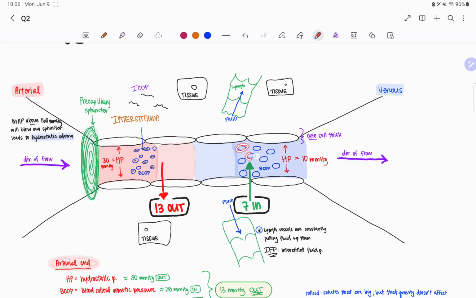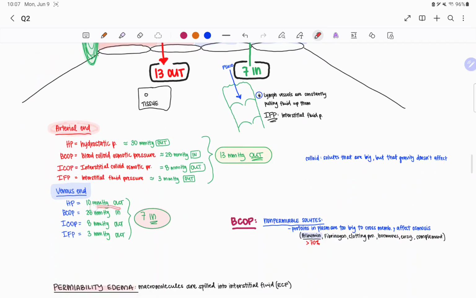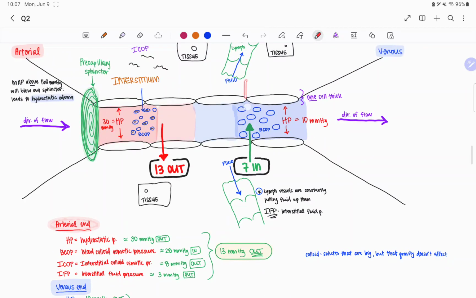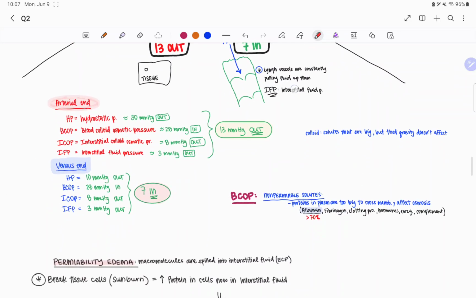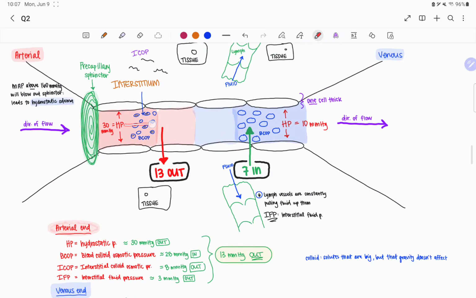And BCOP stays the same. Again, these proteins can't diffuse through the membrane, so they transfer over here. It's the same amount, so we're going to have the same pressure. So we're going to see 28 millimeters of mercury pulling fluid into the capillary here. However, as it moves from the arterial end to the venous end, our hydrostatic pressure decreases a lot, so that instead of 30, we're now dealing with only 10 millimeters of mercury. So it's not pushing out nearly as much, barely any, really.